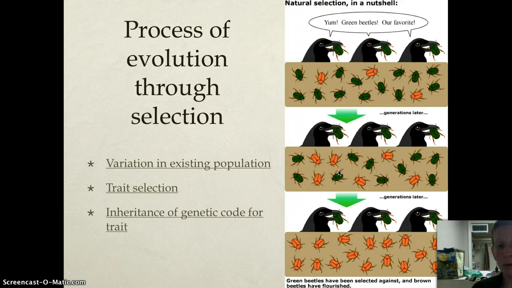Lastly, and probably most importantly, is the inheritance factor. There has to be multiple generations for evolution to occur. So in this case, green beetles basically were taken out of the population because over time there weren't enough green beetles to pass on their genes. In the dog example, you chose the two breeds to mate and have offspring, but it was their offspring that you were truly interested in.